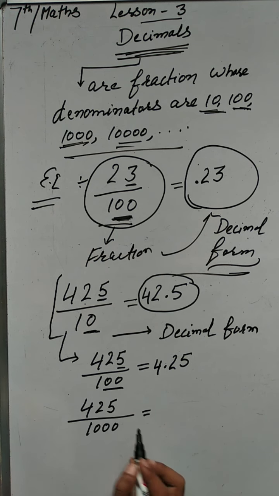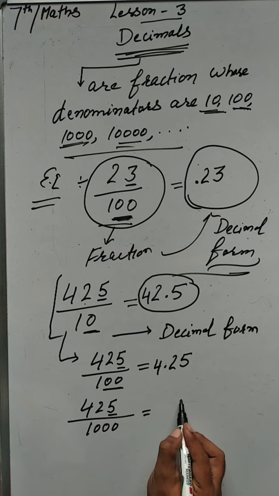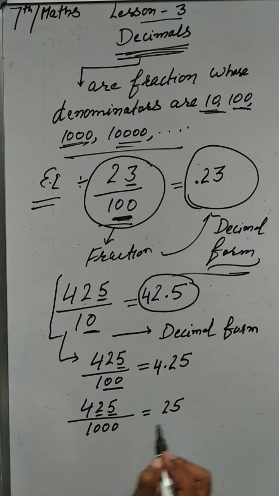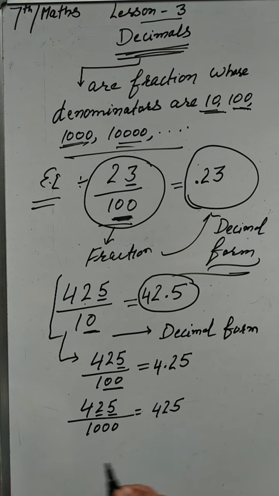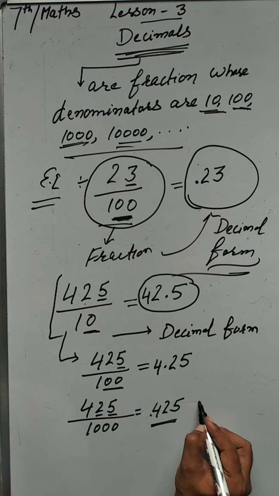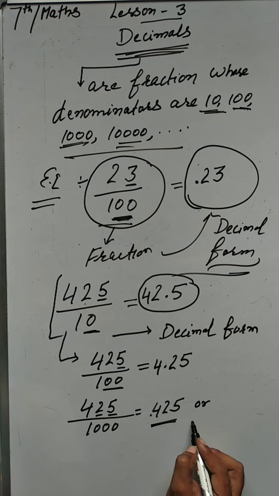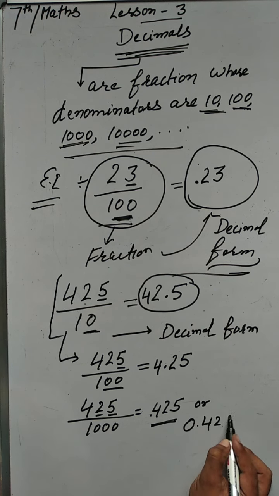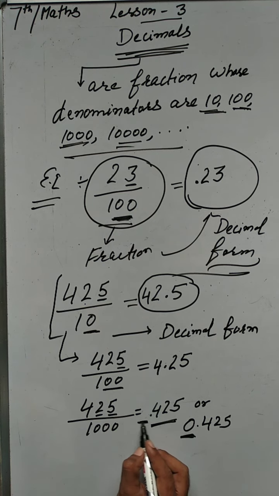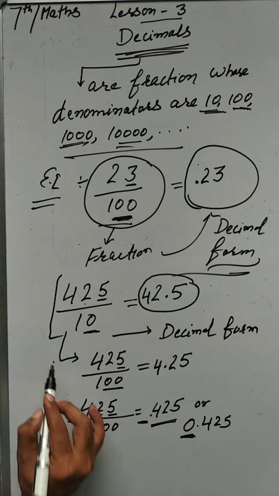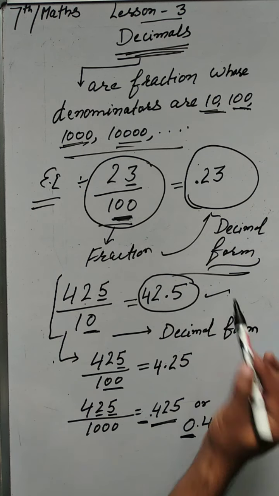And beta, if there are 3 zeros, then how can I change? Leave 3 digits from the left. 1, 2, 3. Okay. Then your decimal will be here. Understood? You can write it, or sometimes you can also write it as it is, 0.425. It doesn't matter whether you place 0 here or whether you don't place the 0 here. Understood beta? Clear? So in that way we can change a fraction into decimal form.